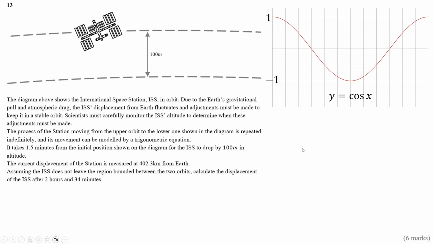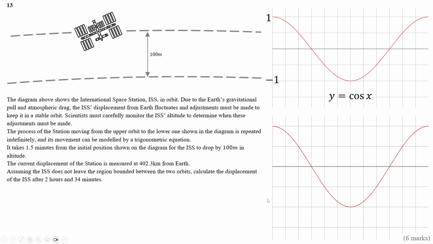Okay, so if we can somehow get this to go 50 here and then 50 there, that'd be much more helpful. So if we say that this is 50 and then this is minus 50, the way that you can write this is just y equals 50 cosine x. I'm sure you know this because this is in the curriculum.